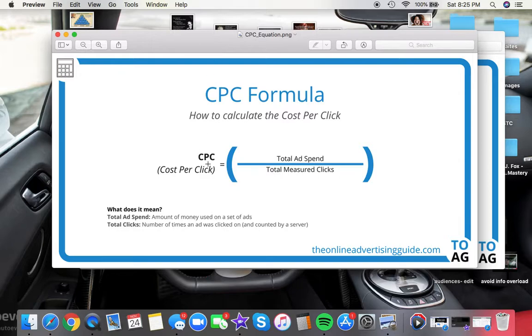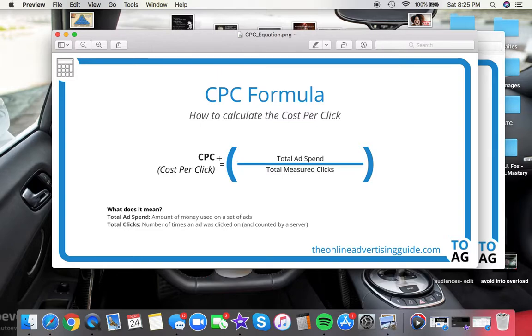But for our cost per click, which is the total ad spend divided by how many people click on the ad, we want to have a low cost per click. We want to have it as low as possible, because that means we're not paying that much just to get somebody to click through to our ad. So that's the cost per click.